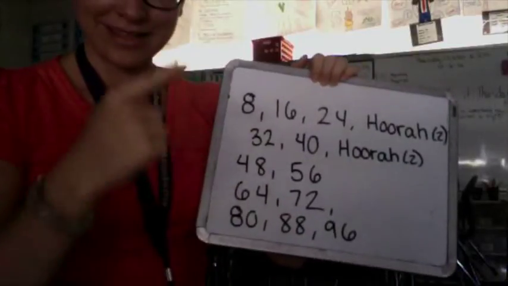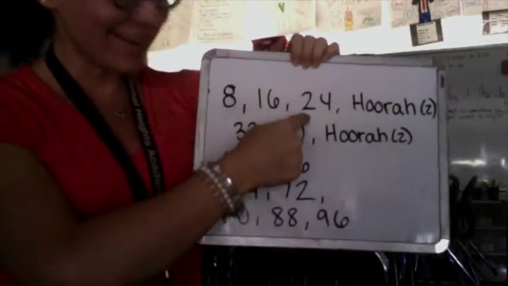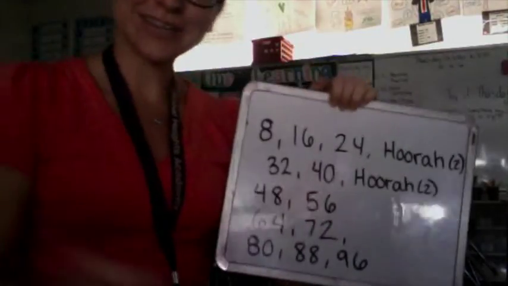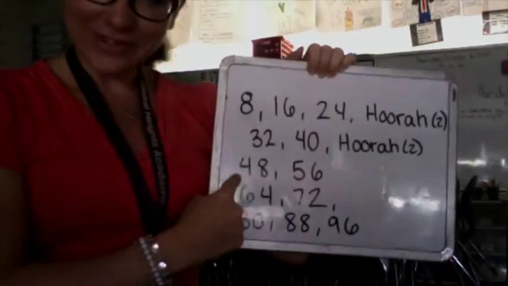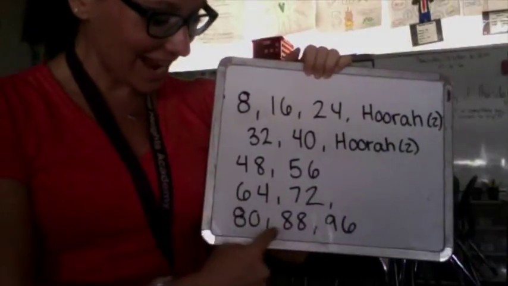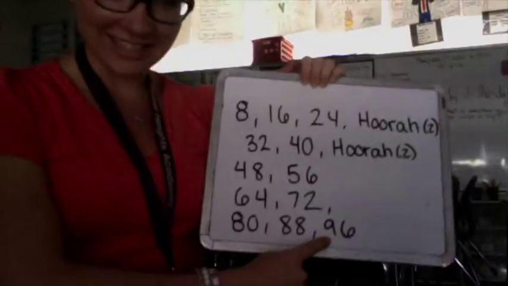Do it again with me. Go 8, 16, 24, hurrah, hurrah. 32, 40, hurrah, hurrah. 48, 56, 64, 72, 80, 88, 96, and that's it.